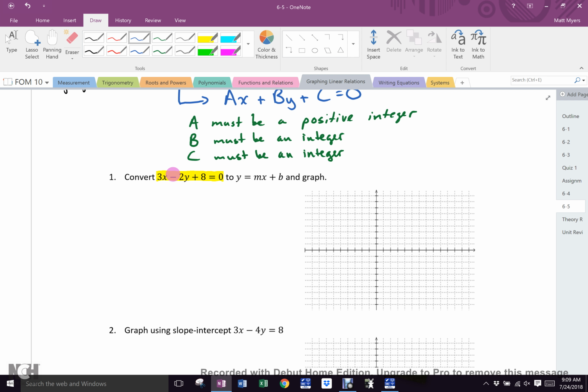What would you do to graph what is yellow there? You would have to do either X and Y intercepts or a table of values, yes? But because it has an X and a Y, we can turn it into that. So let's do so. How does the yellow differ from the blue? What's changed?